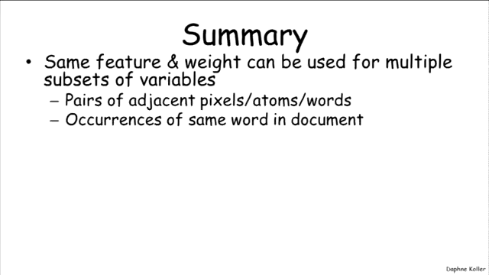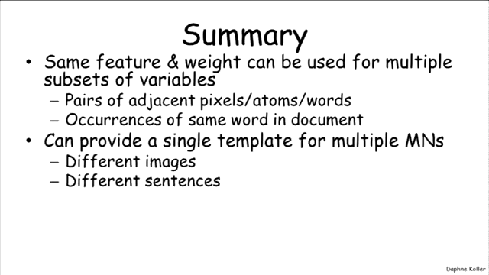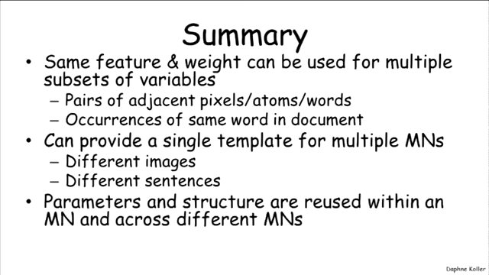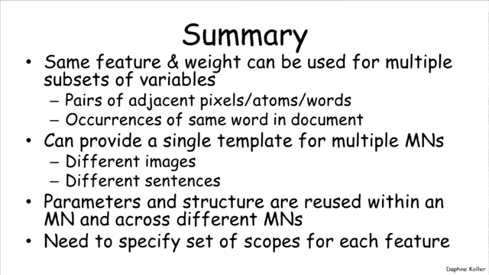So to summarize, in log linear models, it's very common to use the exact same feature and weight for multiple subsets of variables. We've given multiple examples of that. And this allows us, just as in the other examples that we've seen in the directed case, to provide a single template for multiple Markov networks, whether it's the Markov network for different images or for different sentences. The parameters and the structure are then reused both within and across Markov networks. And the only thing we need to do in order to apply this is to specify a set of scopes to which a particular feature is going to be applied.